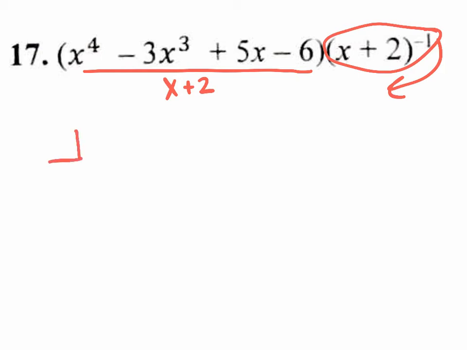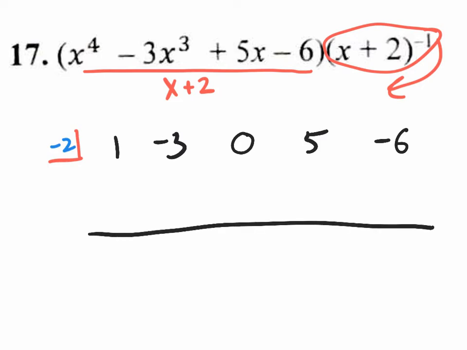What would go inside my box? -2, the opposite of the constant of the binomial that you're dividing by. Okay. So what are the coefficients that I'm going to write right here? Let's begin with 1. Do I put 0 next? No. -3, and then 0, and then 5, then -6. Okay, and then let's put our line. Don't put it too close because you need to write numbers between the line and the numbers that you already wrote. As you go down, you add or you combine. 1 plus nothing is 1. As you go up, you multiply. -2 times 1 is?